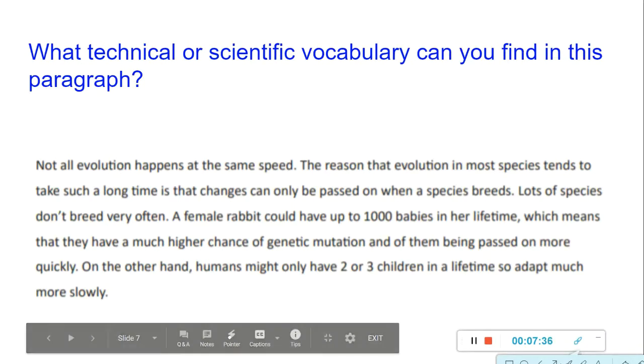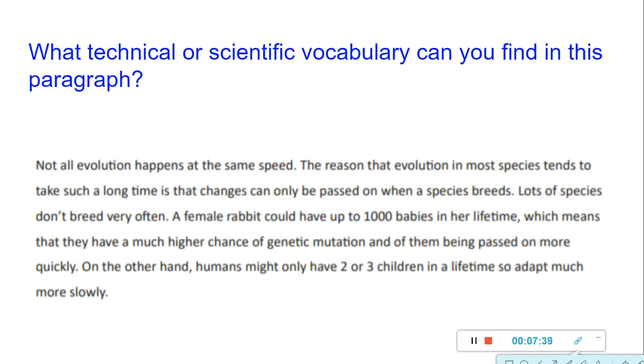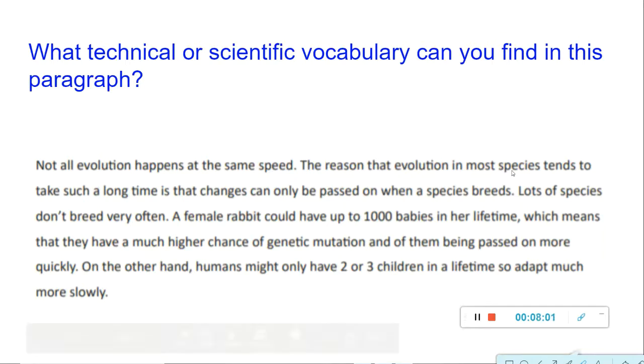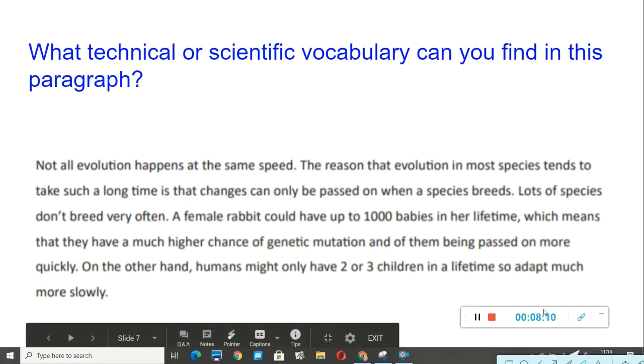Now, technical or scientific vocabulary. Not all evolution happens at the same speed. The reason that evolution in most species tends to take such a long time is that changes can only be passed on when a species breeds. Right, I can definitely see a couple of things so far that are technical. So we've got evolution, species, breeds. Again, that is vocabulary that is really to do with this subject, and you can't really talk about the subject without it. Lots of species don't breed very often.